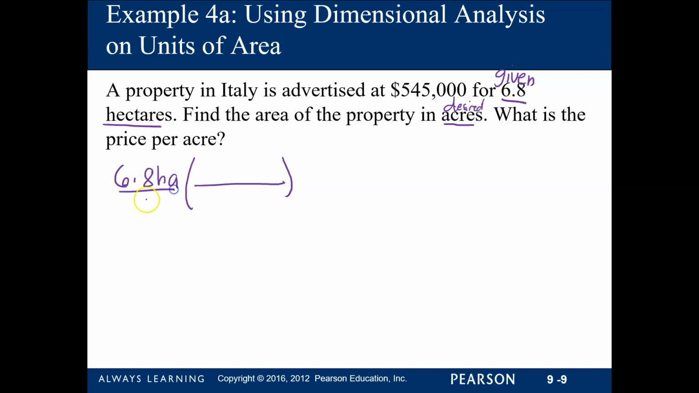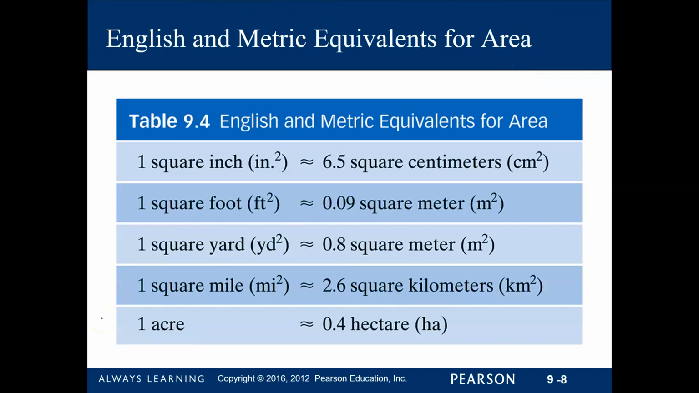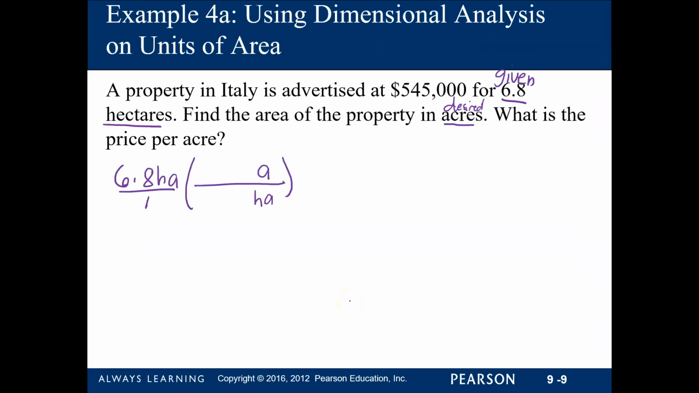Okay, our given value is hectares, so that's going to be in the denominator, and we needed acres. Going back to our values, 1 goes with acres, 0.4 goes with hectares. The hectares will be eliminated. Divide by each other, it's equal to 1.